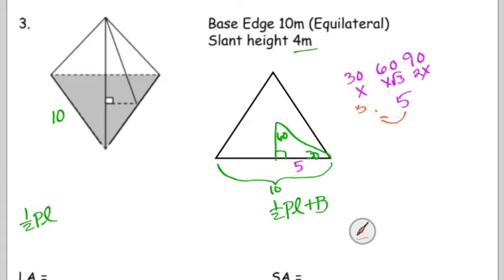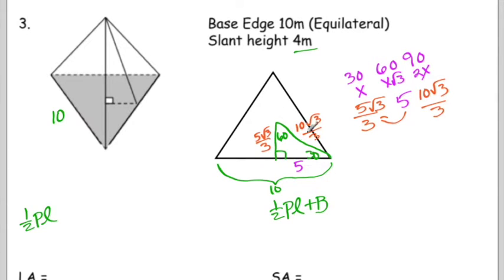Dividing by a 3 and putting a root 3 on top. So this is what the 30 would be. And then the 90 would be just to triple that 5. So you get 10 root 3 over 3. So we're going to put that onto the triangle. So we've got 5 root 3 over 3, and then 10 root 3 over 3.